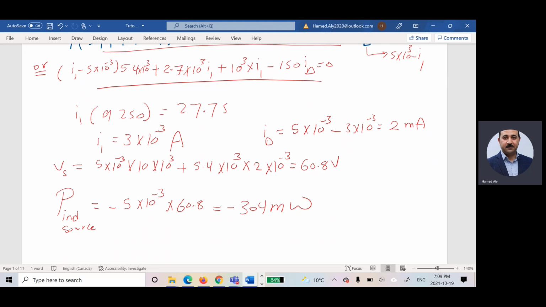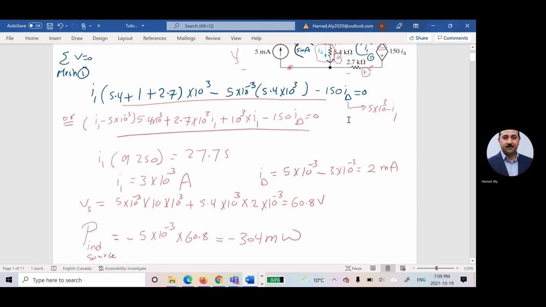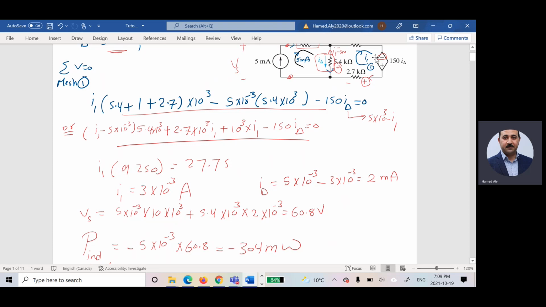The next step is to calculate the power across this element. If the direction of the current is downward, and the current I1 I have already calculated it.